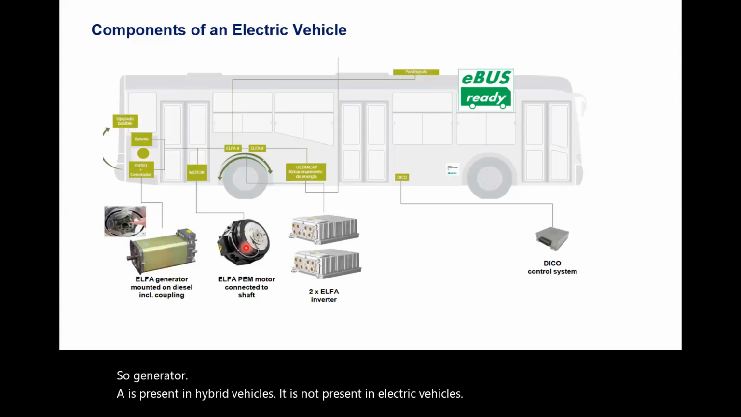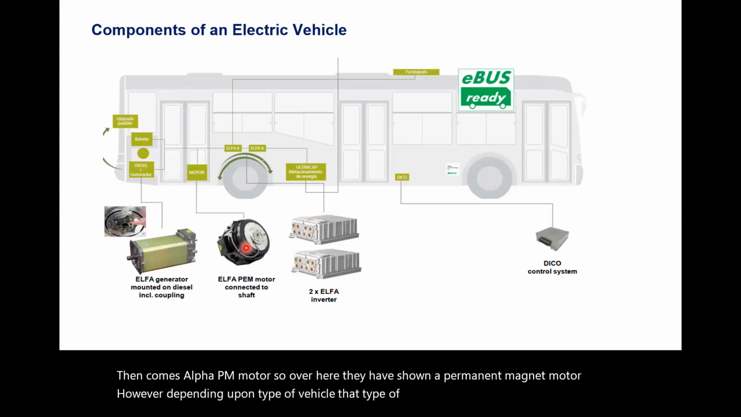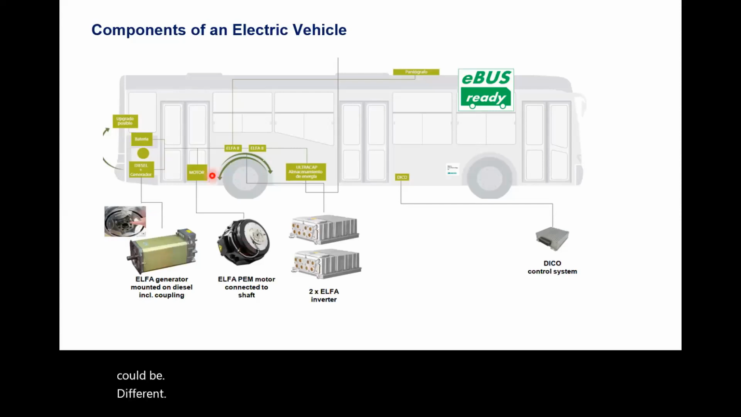Then comes the alpha PM motor. So over here they have shown a permanent magnet motor. However, depending upon the type of vehicle, the type of motor and configuration of the motor could be different. Then here they have shown inverters. Again, these are named as alpha inverters.